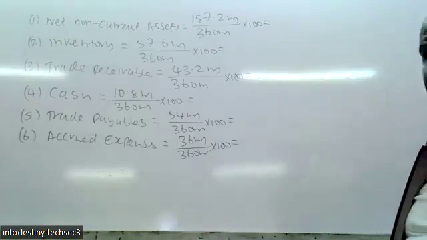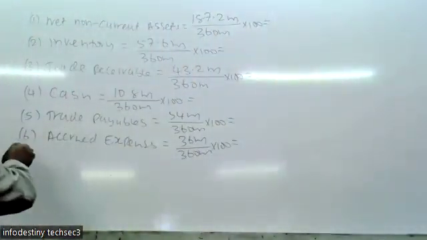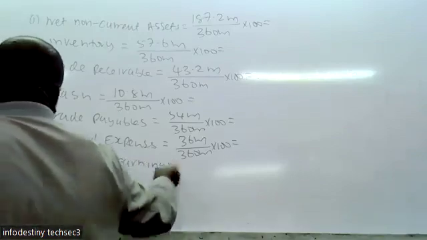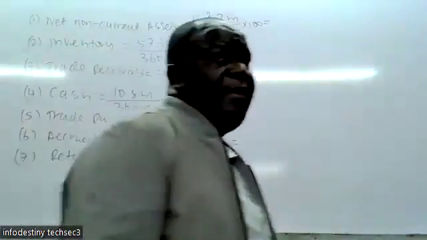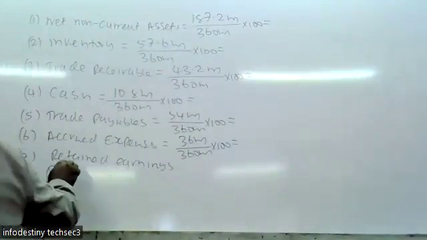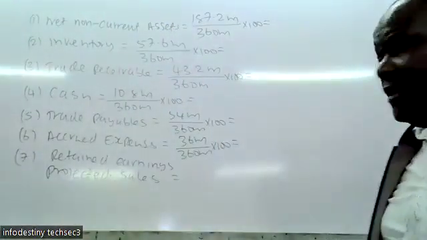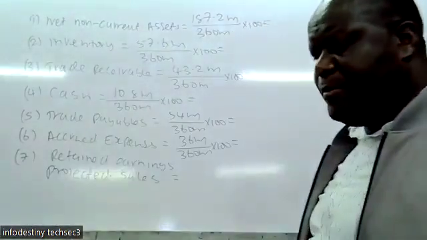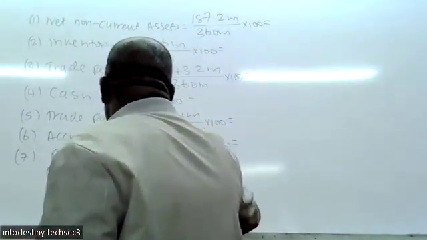So for the retained earnings, I said there is a different format of computing the retained earnings. So number 7, for the retained earnings, I gave you a different way. We start off with the projected sales. To get your projected sales, go to note number 1. Currently, the sales are 360 million, but they are projected to increase by what percent? So we start with 15%. That is 115% of 360 million.